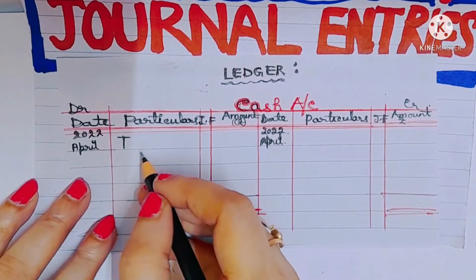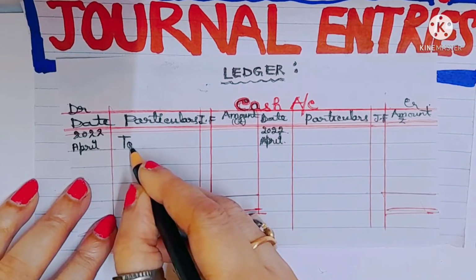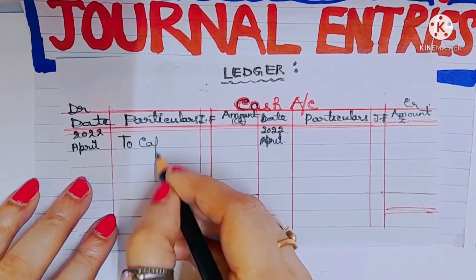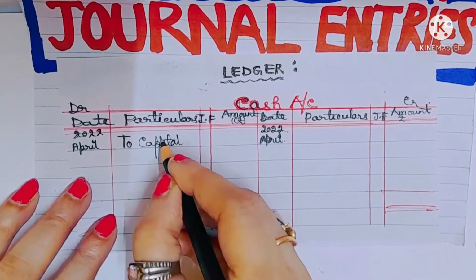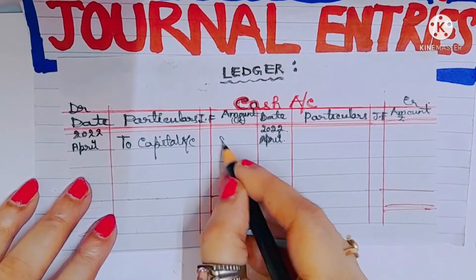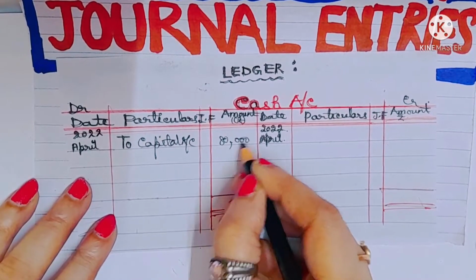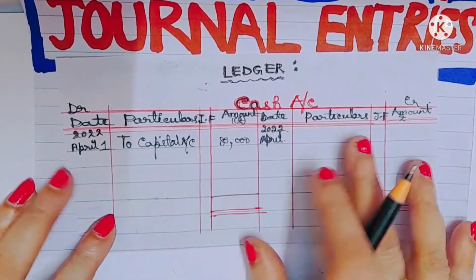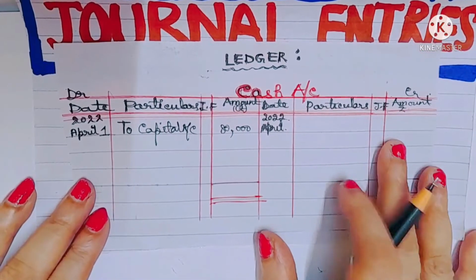Since cash account is on the debit side, capital account will also be on the debit side. To capital account, how much? 80,000. What is the date? 1st April. Let's see if there are any other cash transactions. See here.